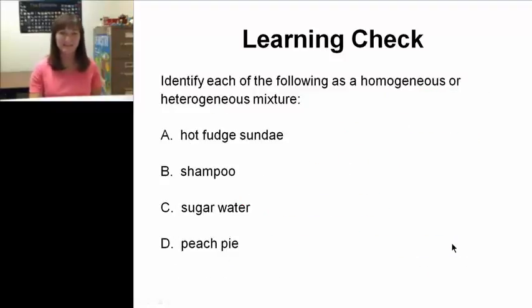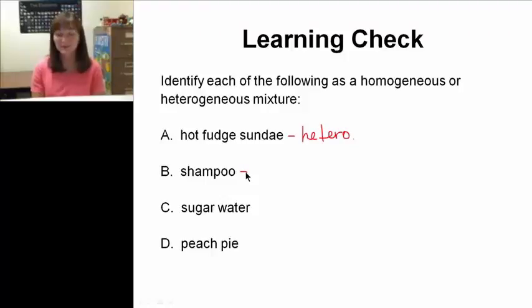Okay, so that leads us into this slide. All these here are mixtures, and I'd like you to take the time, pause the video, and answer whether they're homogeneous or heterogeneous. Hot fudge sundae, when you look at that, you can see the different parts, so that one is heterogeneous. I'm just going to abbreviate it as hetero.